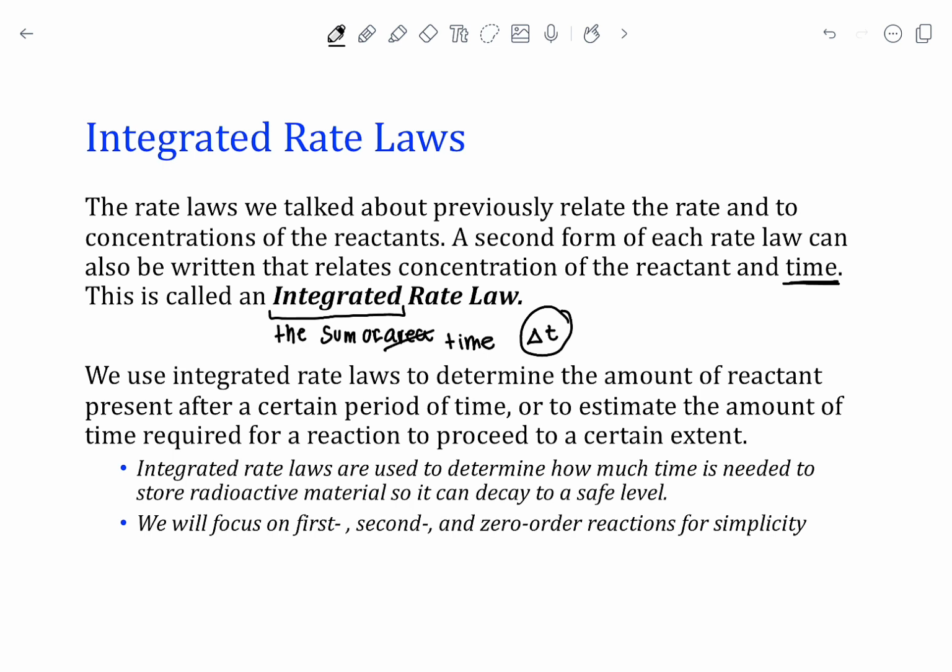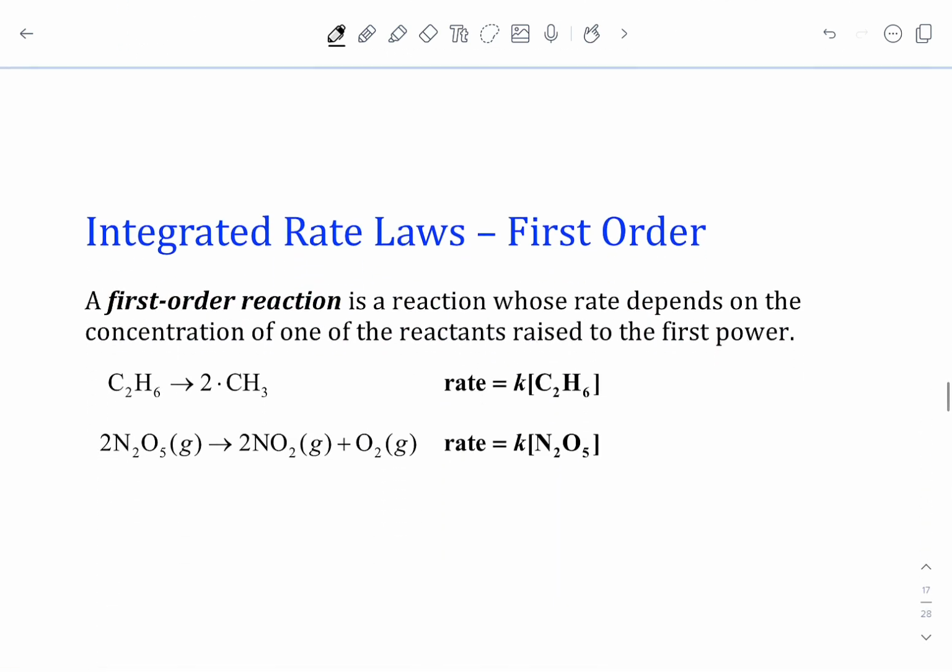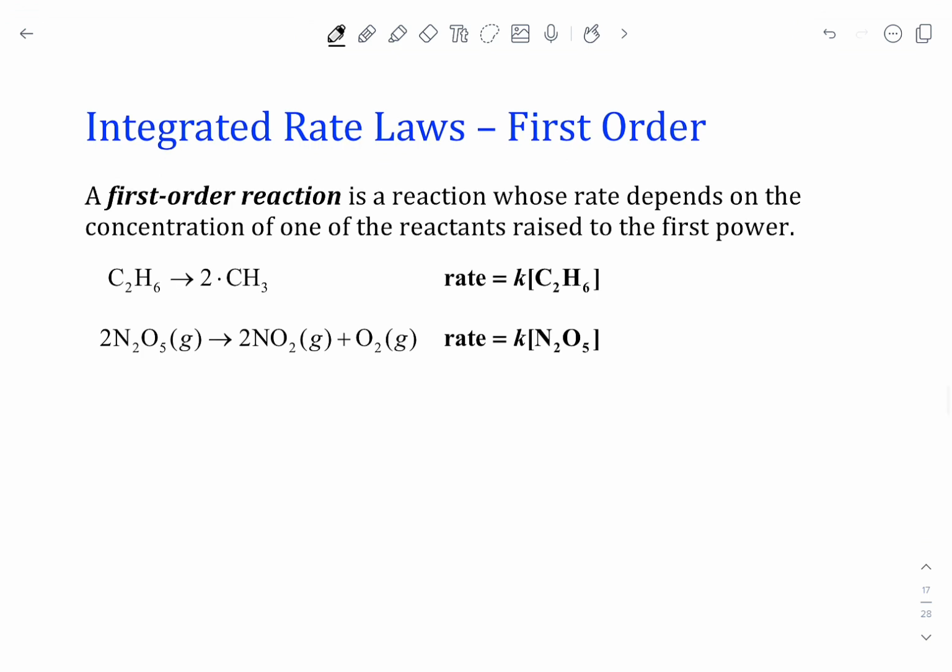We could do third order, half order, and negative orders, but those take a little bit more calculus base to them, which we're not going to do in general chemistry 2. So let's look at first order integrated rate laws. A first order reaction is a reaction whose rate depends on the concentration of only one of the reactants raised to the first power.